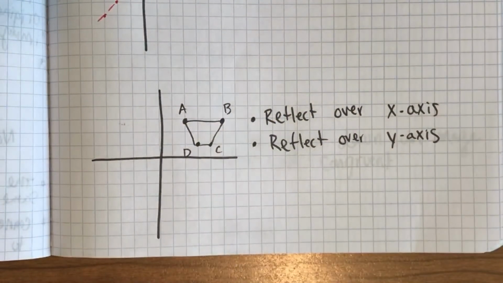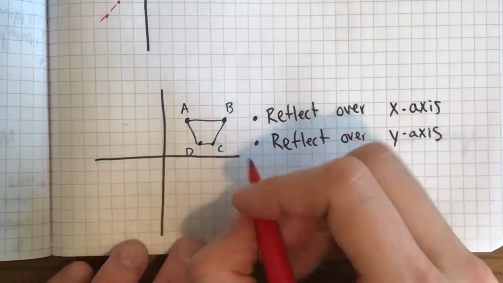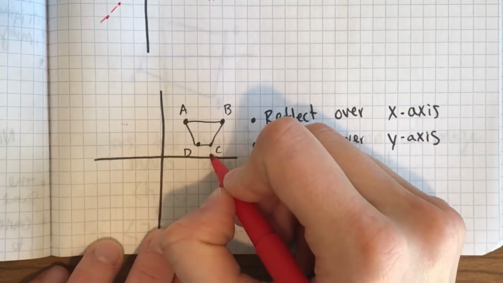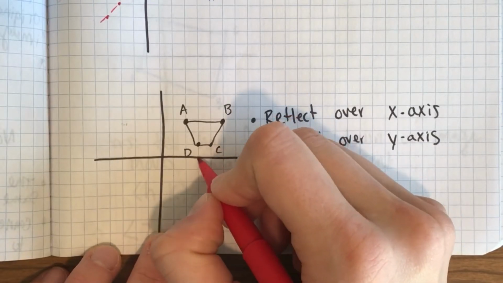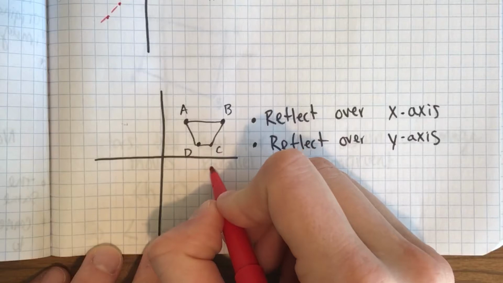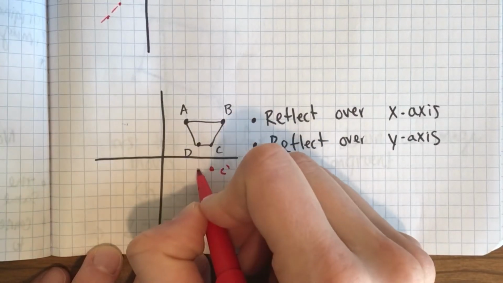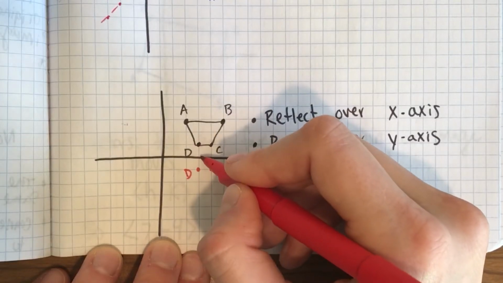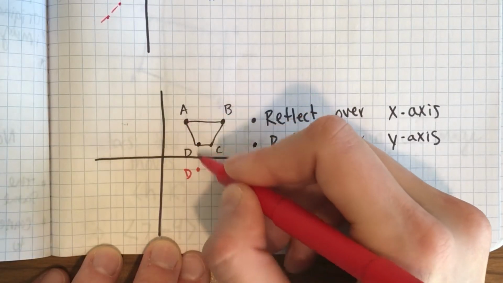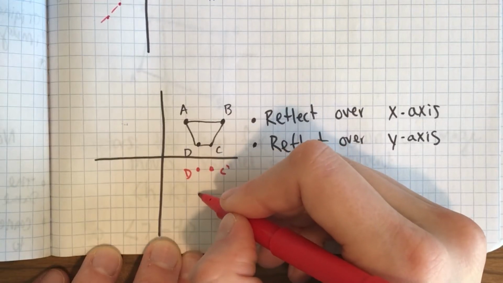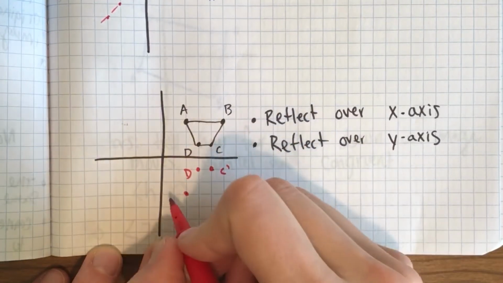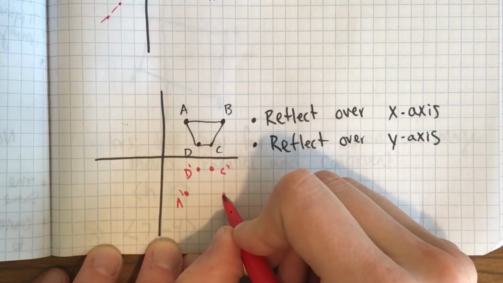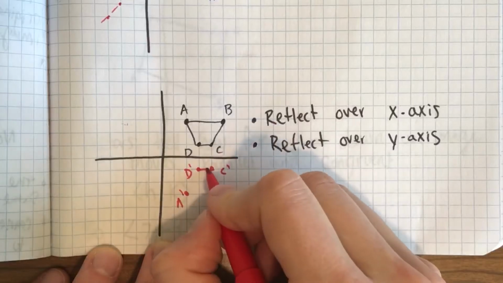So first it wants us to reflect over the x-axis. So we just are going to flip it over. So I see my point C is 1 space away from my line of reflection, so it's going to be 1 space away over here. Same with D. My A is 1, 2, 3, and over. So I'm going to go 1, 2, 3, and this would be A prime. Here is my B prime.